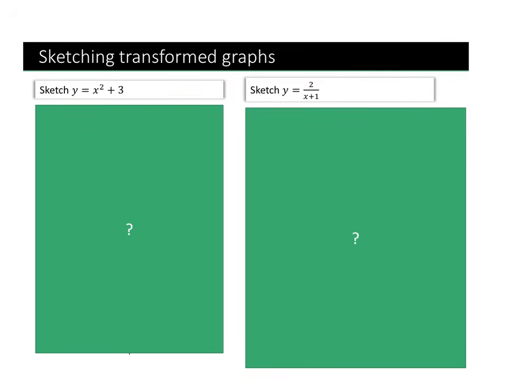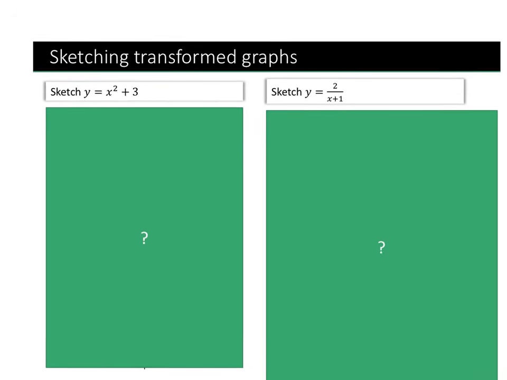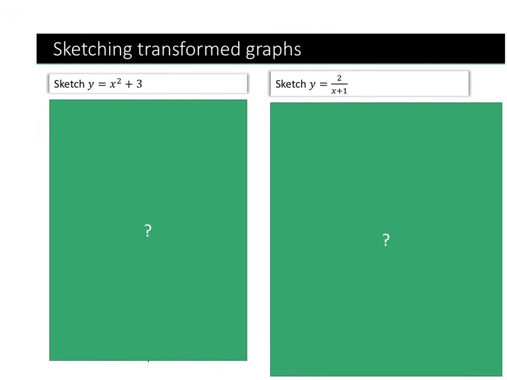Sketching transformed graphs. Okay? So here we go. Y equals x squared plus 3. Okay? If my f of x equals x squared, what's actually happened is here I've got f of x plus 3. So is it inside or outside the bracket? Outside. Who does it affect? Y. And what are we going to do?